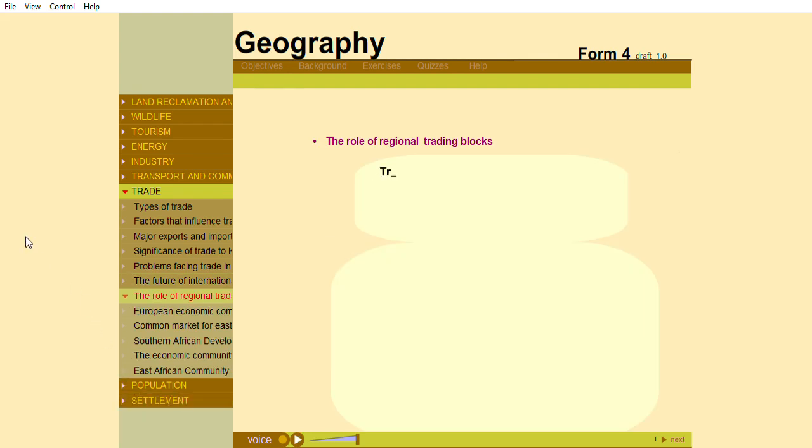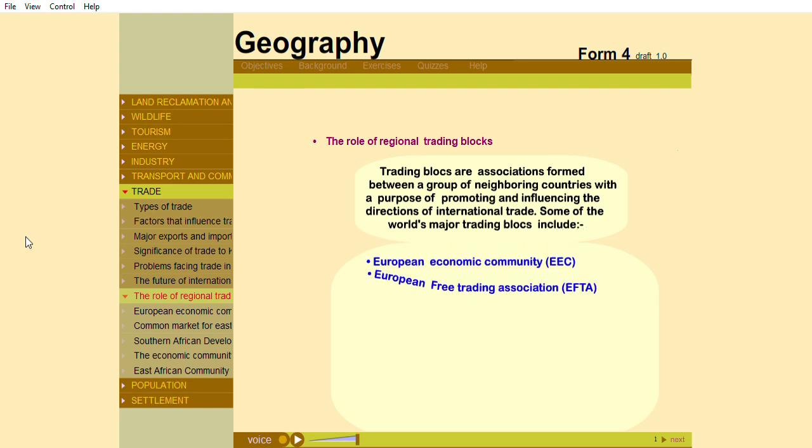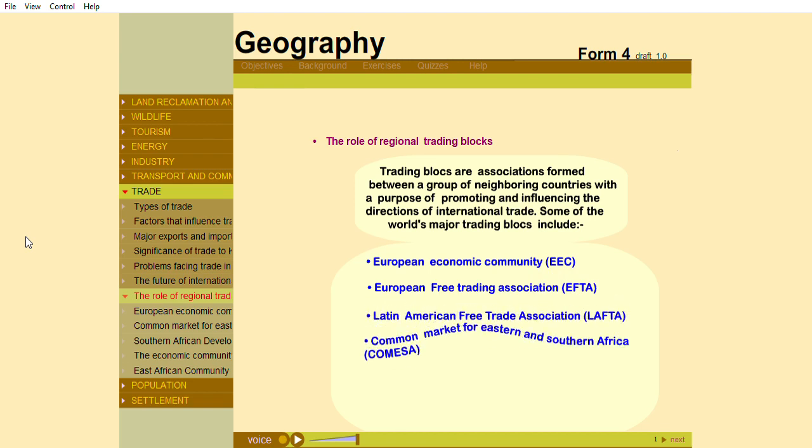The role played by regional trading blocs in the economies of their respective regions. Trading blocs are associations formed between a group of neighboring countries with the purpose of promoting and influencing the directions of international trade. Some of the world's major trading blocs include the European Economic Community, European Free Trade Association, Latin American Free Trade Association, Common Market for Eastern and Southern Africa, Southern African Development Community, and the Economic Community of West African States.